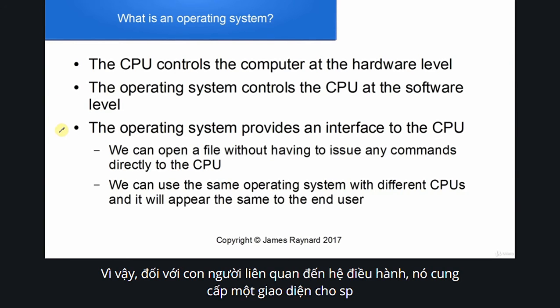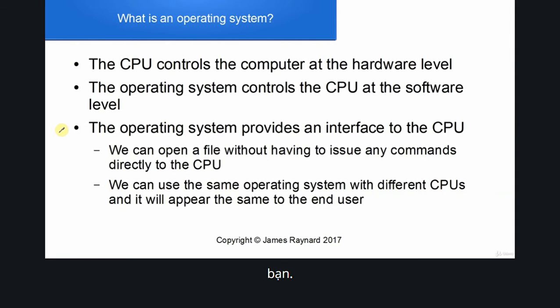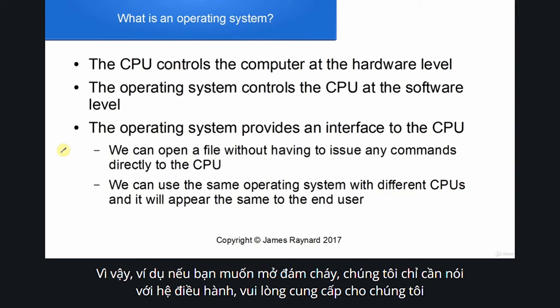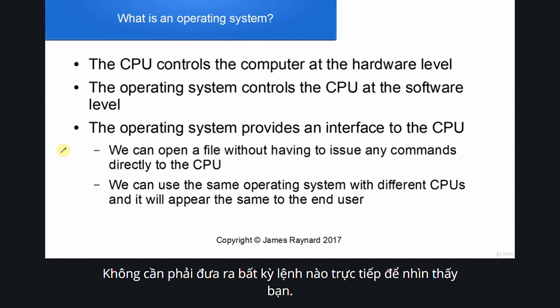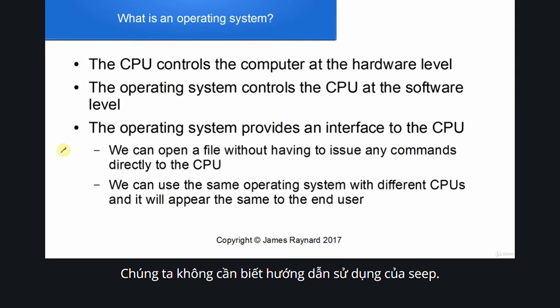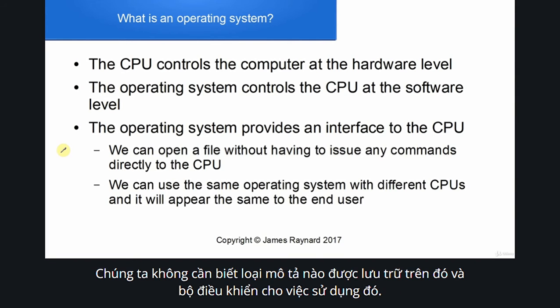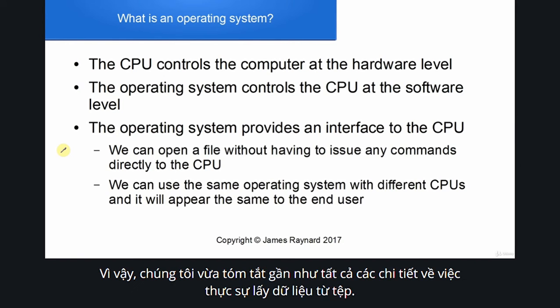So as far as human beings are concerned, the operating system provides an interface to the CPU. So for example, if we want to open a file, we can just say to the operating system, please give us this file, and it'll do that. We don't need to issue any commands directly to the CPU. We don't need to know what instructions the CPU uses. We don't need to know what kind of disk drive the file is stored on and what the controller for that uses. So we've just abstracted out really all the details of actually getting the data from the file.